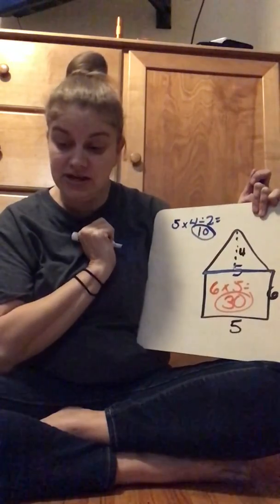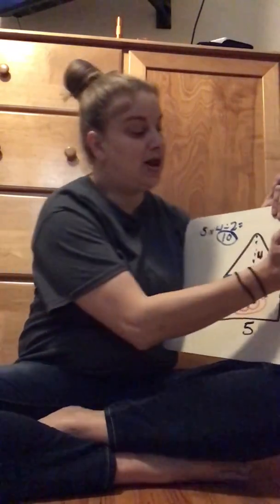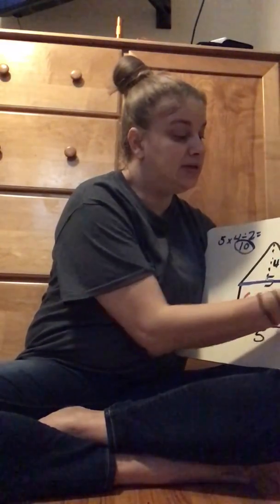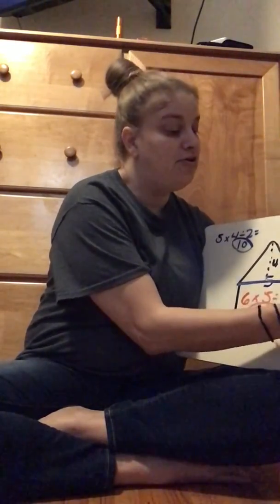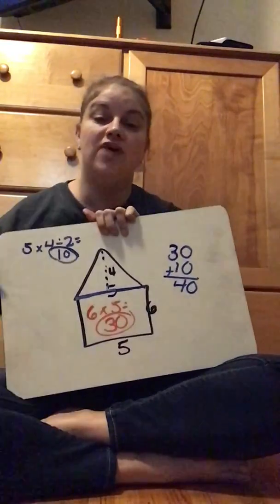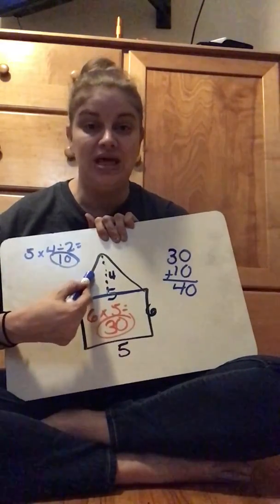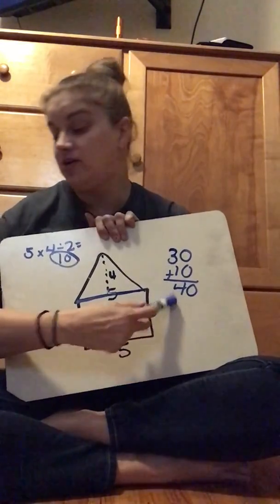So now I have that triangle is 10, and this is 30, so I would add the 2. So 30 plus 10 gives me 40, so the whole figure would equal 40. First, you find the area of the rectangle, find the area of the triangle, and then add the 2 together to get your final answer.